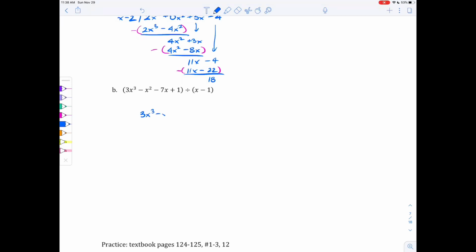x cubed minus x squared minus 7x plus 1. Okay. 3x cubed divided by x is 3x squared. 3x squared times x minus 1 is 3x cubed minus 3x squared. Yeah, you're right, just rewrite that. When I subtract that, x squared minus negative 3x squared is 2x squared.